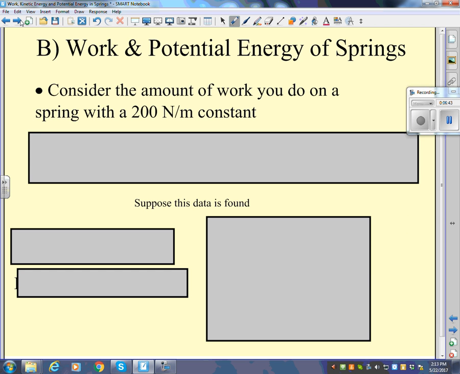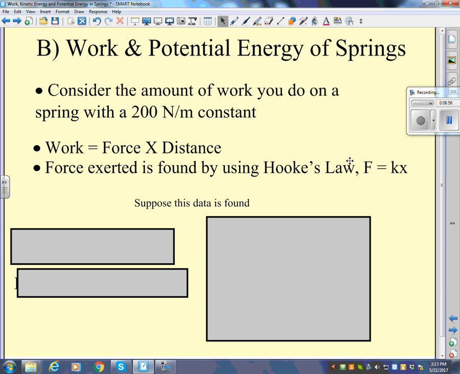Let's talk now about work and potential energy of springs. So first of all, consider the amount of work that you do on a spring with a 200 newton per meter constant. Work equals force times distance, and the force first exerted is found by using Hooke's law, which is, of course, F equals kx.